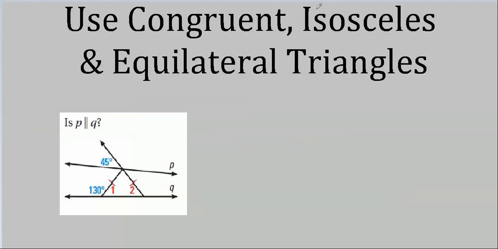Now we're going to use this diagram to answer the question. Is P parallel to Q? Well, this won't be too tough. We have one of those straight angles again. So 130 plus what equals 180? I would say 50. So this angle here is 50 degrees. Well, these two sides are congruent, which means the opposite angles are congruent, so this is also 50 right here. Okay, so far so good.